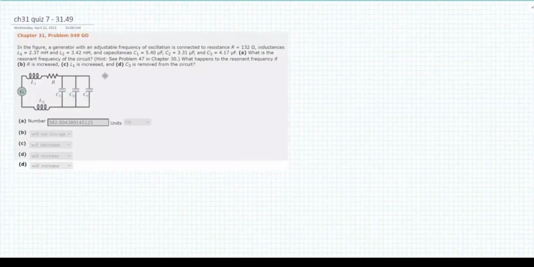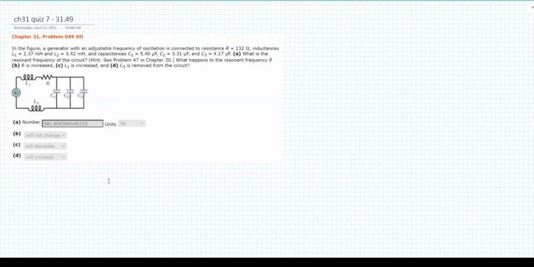We have sort of a fancy looking RLC circuit. It's an RLC circuit, but I have multiple inductors and multiple capacitors. I only have one resistor. In this figure, a generator with an adjustable frequency of oscillation is connected to that resistor and those inductors and those capacitors. What's the resonant frequency of this circuit, part A? What is the resonant frequency?